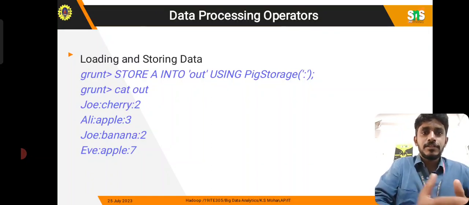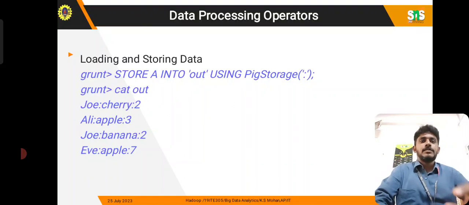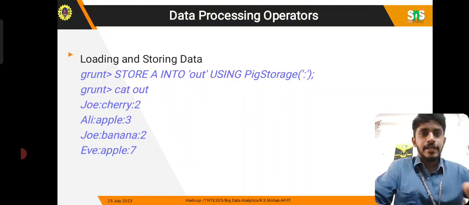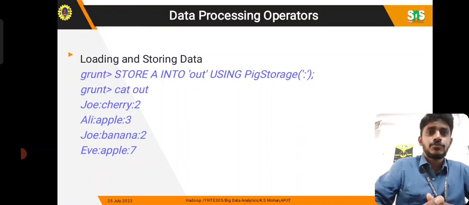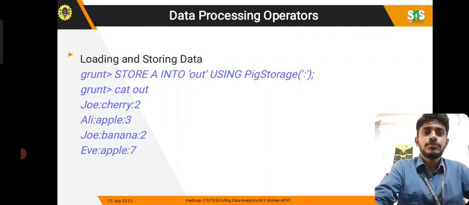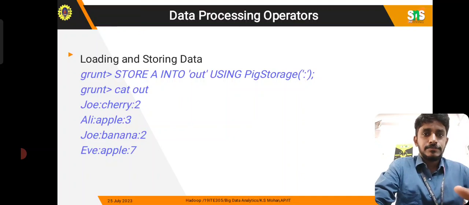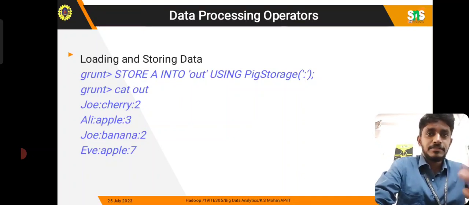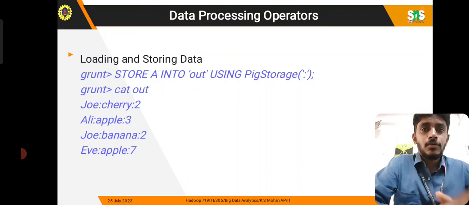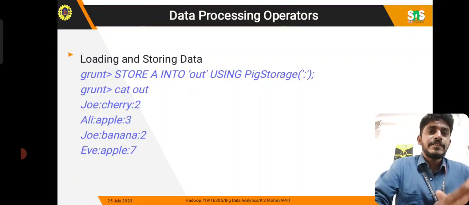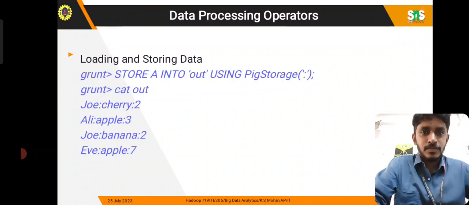For this, first is loading and storing data. For example, here we store A into things using the Pig store, and we can also have the dump store. We can have cherry, apple, banana and apple. We have given a sample example here, so from this we can load and store data very easily with the help of the code we have given.